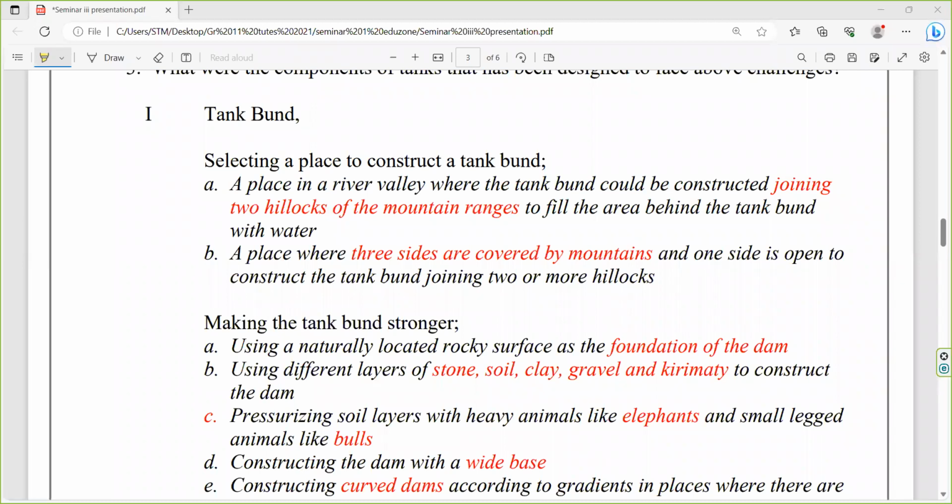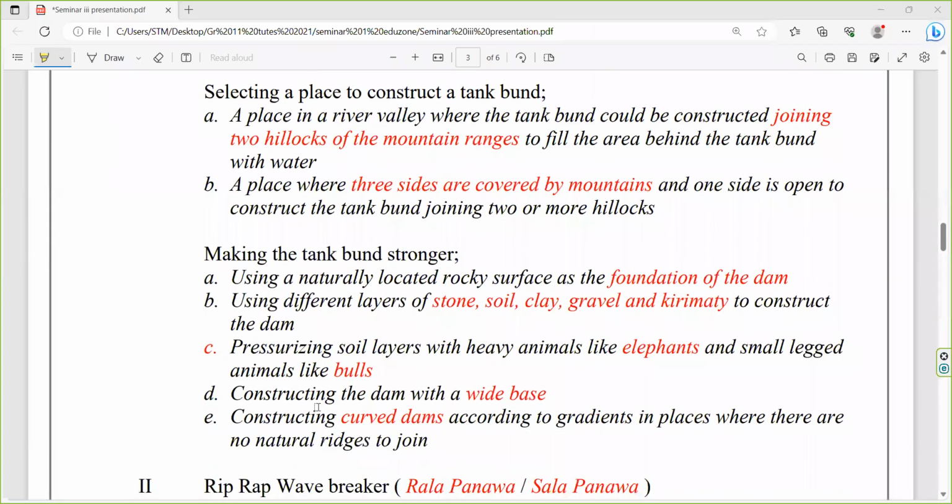Okay, we'll come back to this. Using different layers of stone, soil, clay, gravel, and sediment. Pressurizing the soil layers with heavy animals like elephants and small-legged animals like bulls. Why elephants? High pressure. Why bulls? Small-legged animals, so that even the small pores will be filled with soil and clay.